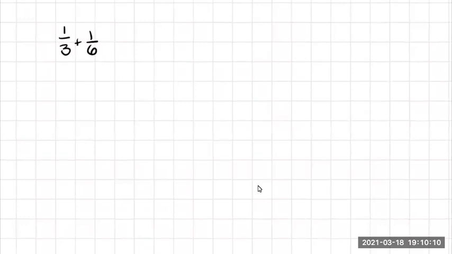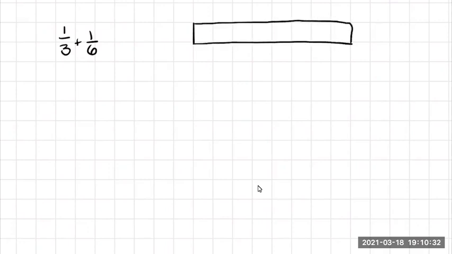And since these two fractions are related to each other, these two denominators are related to each other, we know that they're related to each other because one is a multiple of the other. So we can use a tape diagram to help us work out this problem. Where we have thirds and sixths.